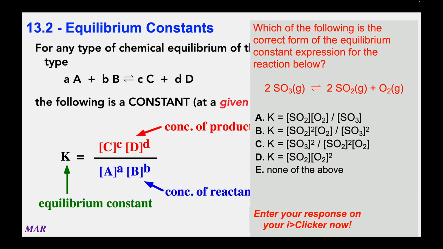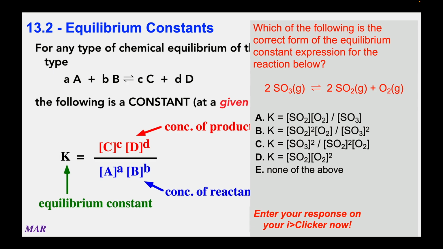So here's a question you might see. It says, which of the following is the correct form of the equilibrium constant for the given reaction? And you can see in this reaction, we have two SO3s in equilibrium, double-sided arrows, with two SO2 sulfur dioxides and an oxygen, O2. And there's different versions of K. Okay, so the punchline here is that K has to be products over reactants. And the products here are SO2 and O2, and the reactants are SO3.